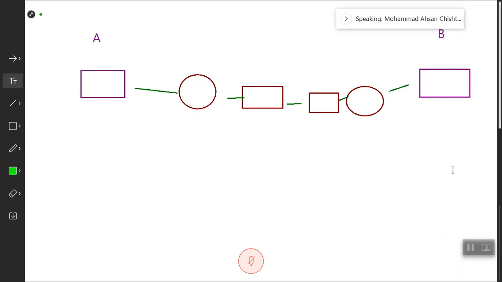Packet switching, the Internet uses packet switching. What is packet switching? We have a message that is to be delivered. Let's say a music file, and my music file is this, which is of 10 MBs.